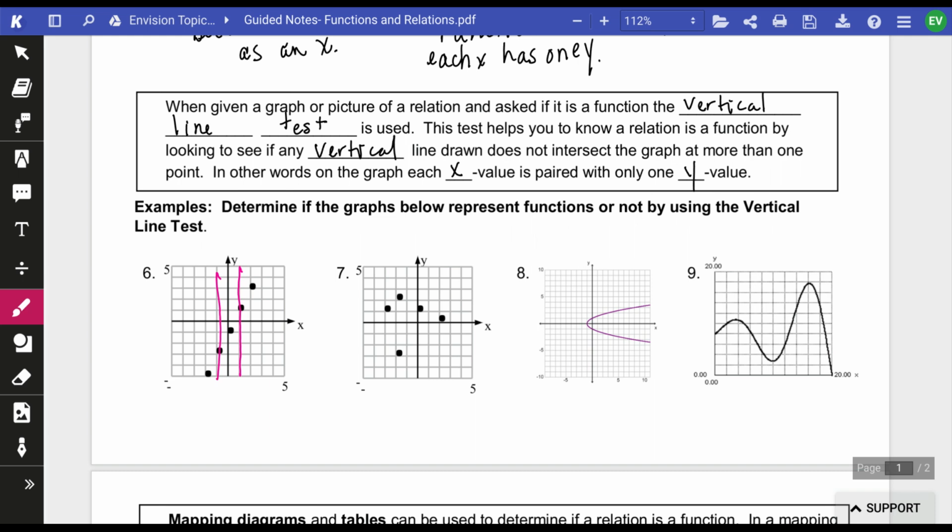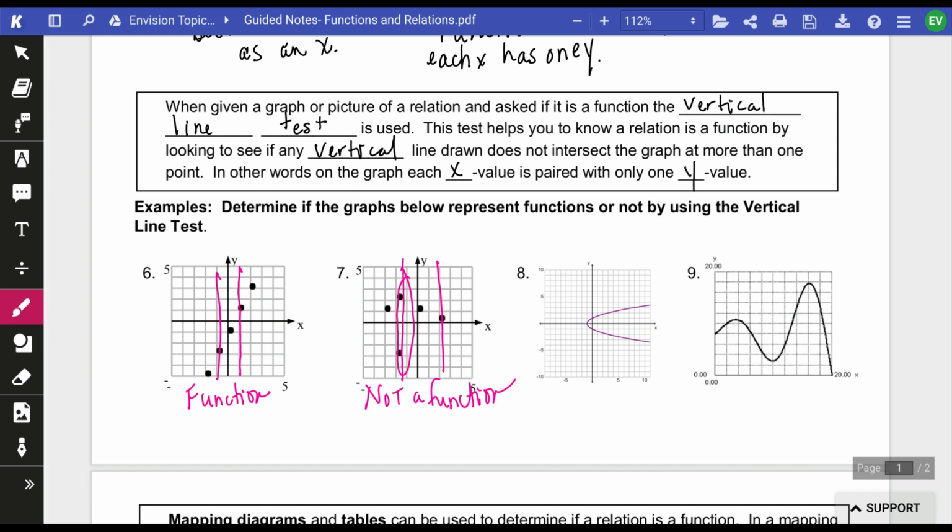Okay, and as you test, my pink lines only go through one point at a time. So number 6 is a function. If I look at number 7, right here, my pink line goes through 2 points. So not a function. It's only a relation.